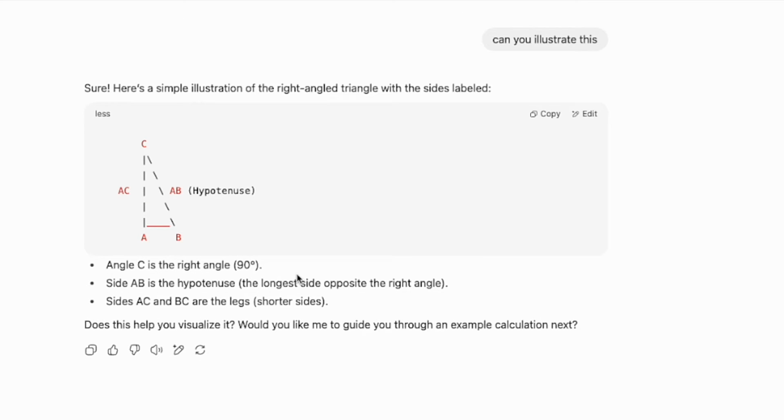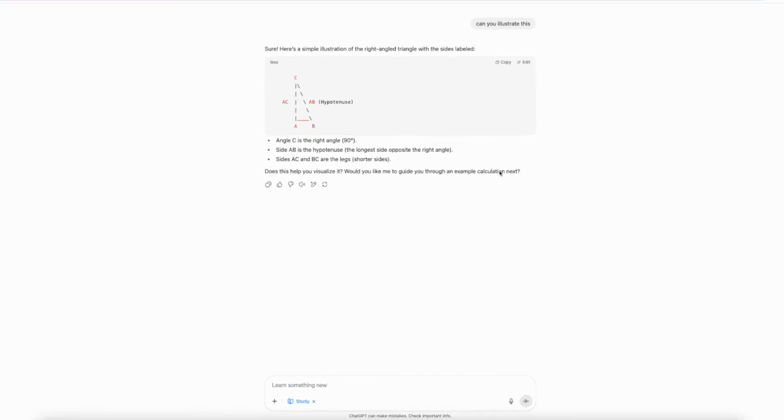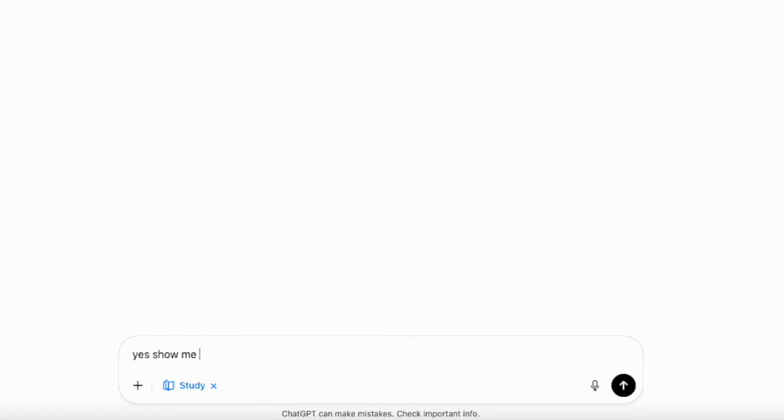Yes, so I think this is something very interesting, and as a student, I think this is really helpful, right? Yeah. So does this help visualize? Would you like me to guide you through an example calculation? Yes. Show me an example calculation. Okay.